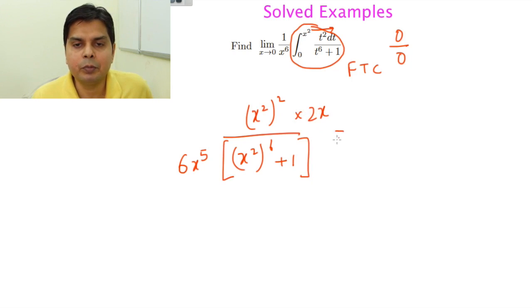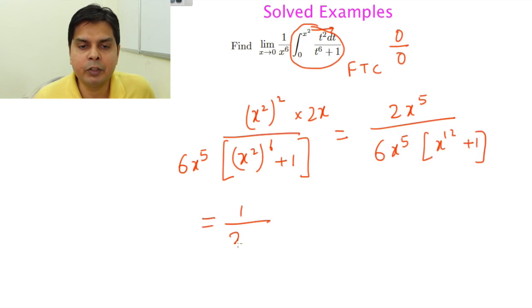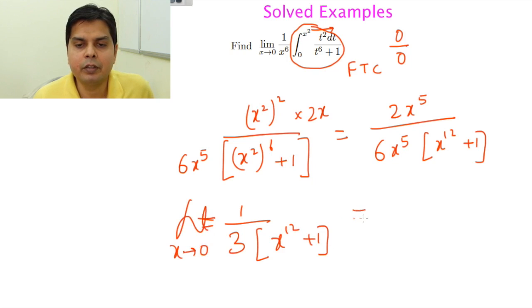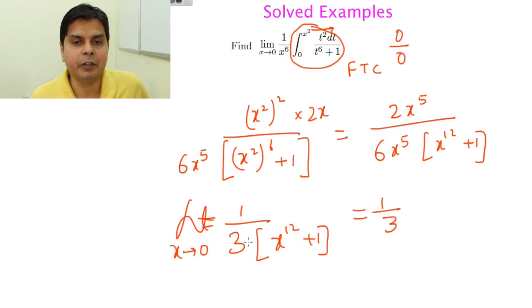Now you solve this. This is x to the power 4 and this is x. So what will it become? x to the power 5. So this x to the power 5, I can write it as 2x to the power 5 divided by 6x to the power 5 divided by x to the power 12 plus 1. This and this I can cancel, so I will get 1 by 3 times (x to the power 12 plus 1). Now I have to find the limit as x tends to 0. This will be 1 by 3.